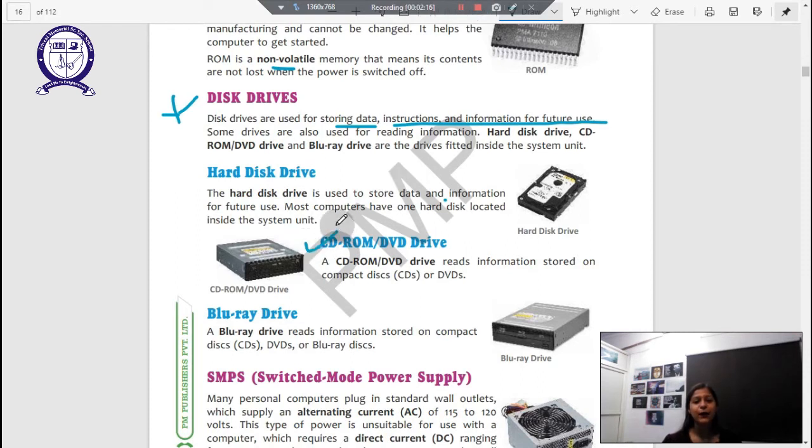Then we will see about CD-ROM and DVD drives. A CD-ROM or DVD drive reads information stored on compact discs, CDs or DVDs. Then as we see Blu-ray, a Blu-ray drive reads information stored on compact discs, CDs, DVDs or Blu-ray discs.